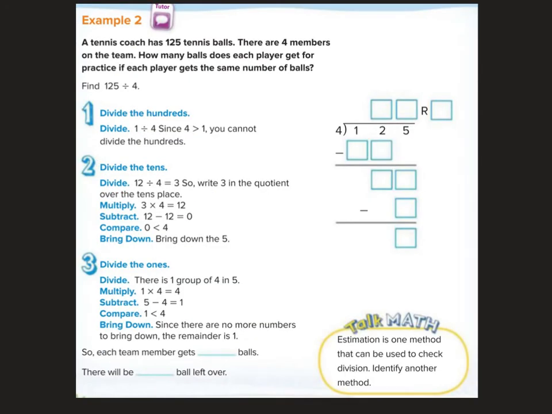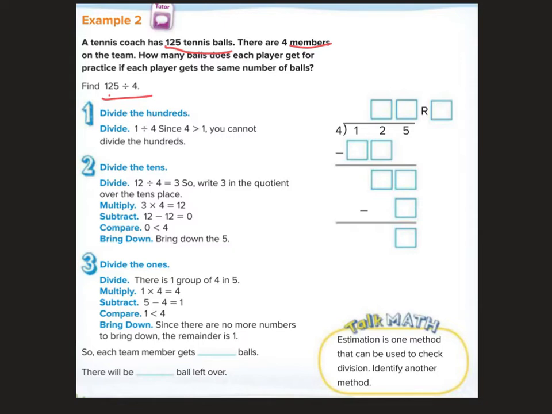Here's example 2. A tennis coach has 125 tennis balls. There are 4 members on the team. How many balls does each player get for the practice if each player gets the same number of balls? So what we're trying to do is find 125 divided by 4.